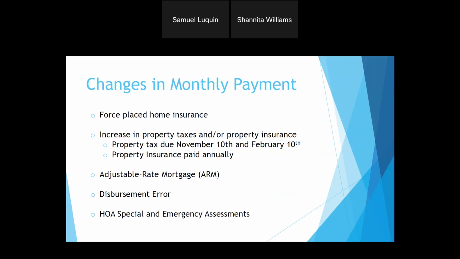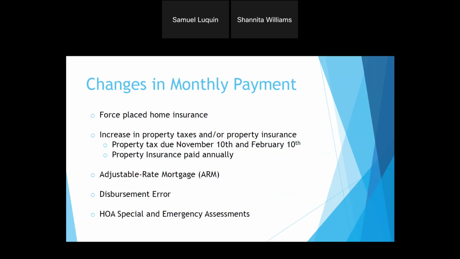Now, another change in your monthly payment that you may notice is if you have an adjustable rate mortgage. On the previous screen, when we looked at the fixed rate mortgage, the principal and the interest didn't change, but the property taxes and the property insurance changed. But if you have an adjustable rate mortgage, all 4 of those things can change throughout the life of the loan.